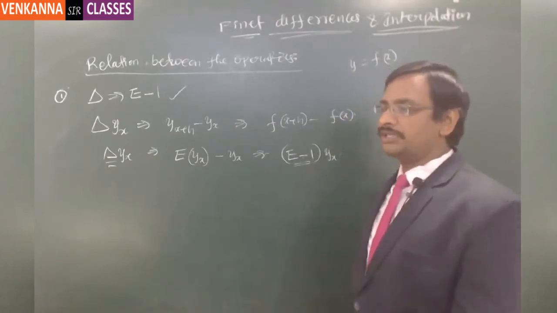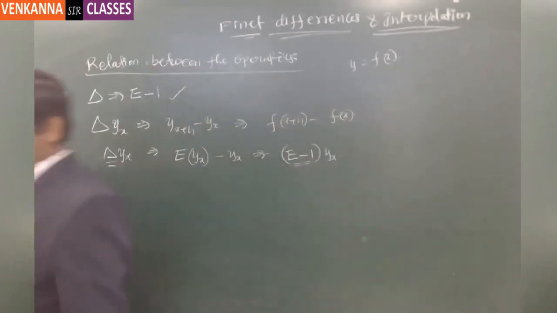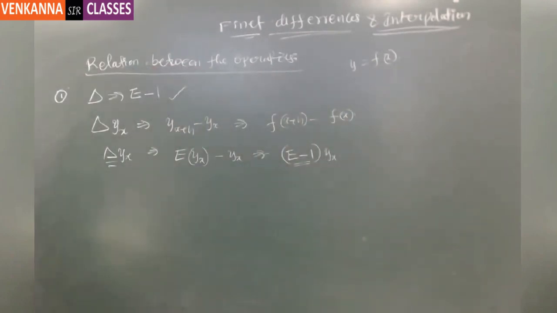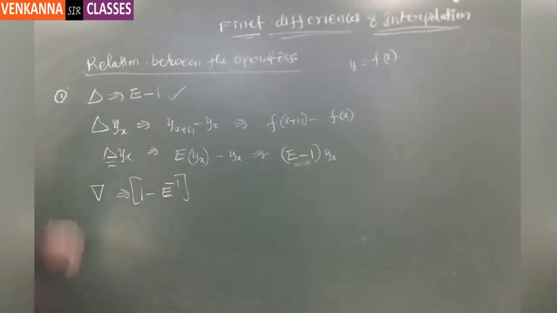So this is one relation between the operators. Similarly, we have another relation. That relation is inverse delta, that is nabla, which is equal to 1 minus E power minus 1. This is another relation. Exactly in the similar manner we can find out this value. So if inverse delta is operated on yx, this is actually the backward difference.